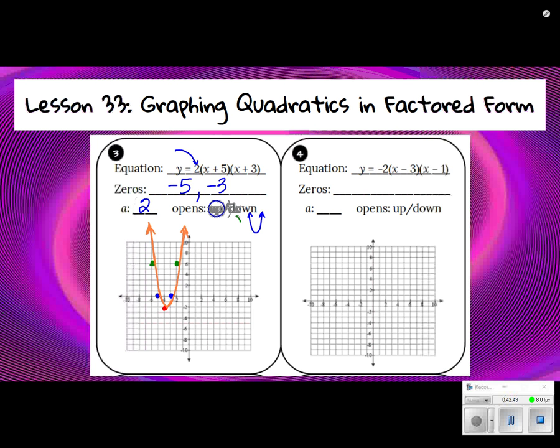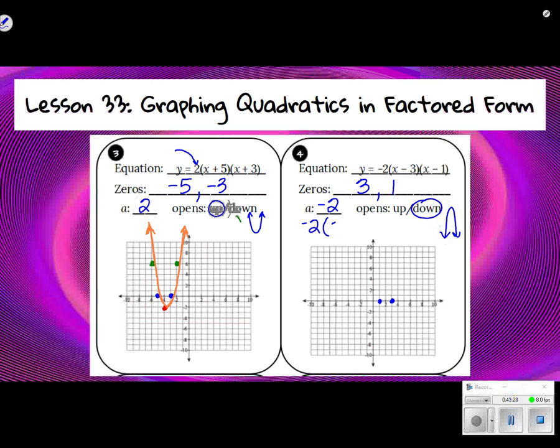Pause the video. All right, this one has zeros at 3 and 1, and an a value of -2. That means it opens down, and it's going to be stretched. All right, so let's plot 3. Let's plot 1. That means that 2 is going to be where my vertex is because it's directly in between my 2 x-intercepts. So I'm going to plug in 2 and see what I get for a y value.